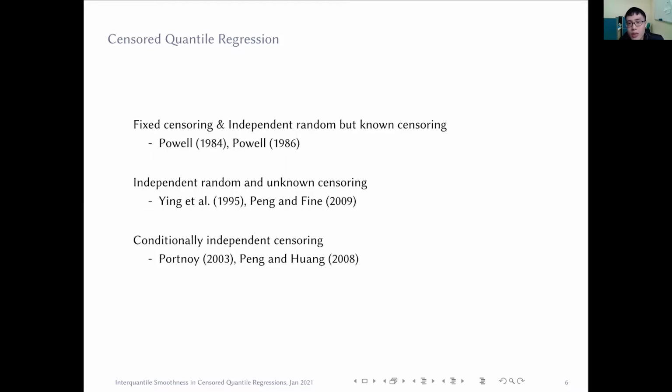There are several seminal works in the literature to handle censored quantile regression. When the censoring is fixed, or it is non-independent censoring, Powell's two works can help. If the censoring is unknown, but it's still independent of the survival time and the covariate, Ying and others discussed the median regression, and Peng and Fine discussed it under the context of competing risks. Under conditional independent censoring, Portnoy proposed an estimator based on the self-consistency of the Kaplan-Meier estimator, and Peng and Huang proposed a martingale-based method. We will focus on Peng and Huang's estimator in our talk.